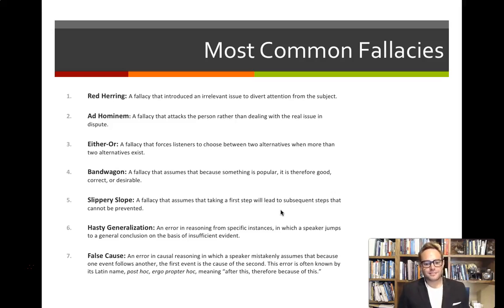And then false cause. This is an error in causal reasoning in which a speaker mistakenly assumes that because one event followed another, the first event is the cause of the second. This error is often known by its Latin name post hoc, ergo propter hoc, meaning that after this, therefore because of this. So again, just because something seems to correlate, if there's a correlation between a cause and event, it doesn't necessarily mean that cause actually contributed to it.